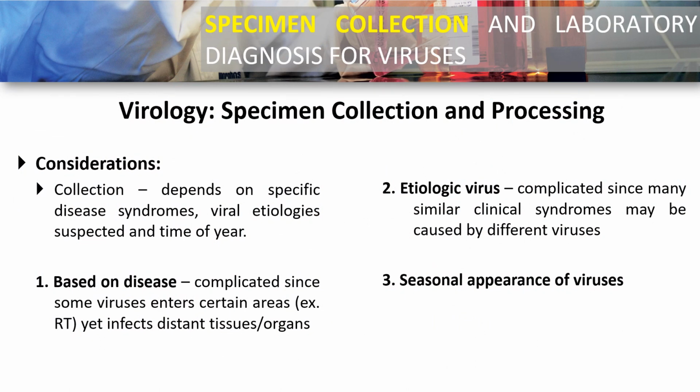So let's start with the specimen collection and processing considerations. Collection depends on specific disease syndromes, viral etiology suspected, and time of the year. These are the three elements that we need to consider pagdating sa collection of sample. Pag ang causative agent naman natin, class, are viruses. So let's start with the base of the disease.